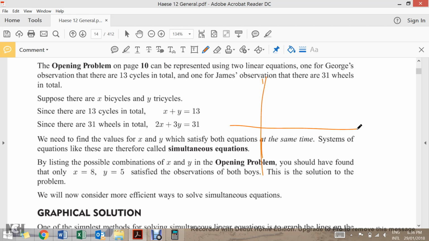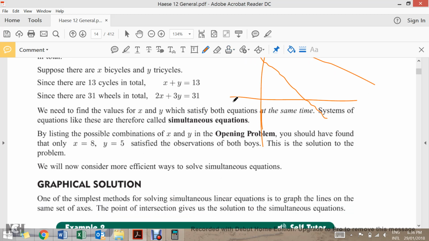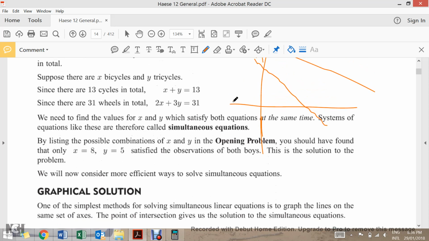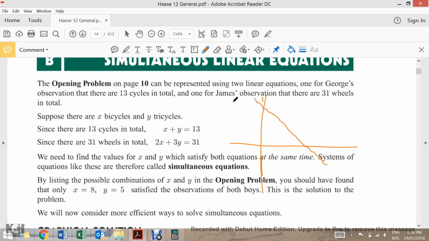So x plus y would probably look a little something like that, and the second one would probably look a bit more like that. So they'd meet somewhere up here. No, that's not right at all. I'm going to backtrack that. It's going to look something more like that. Sorry.